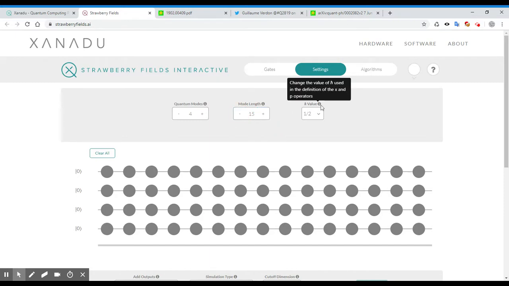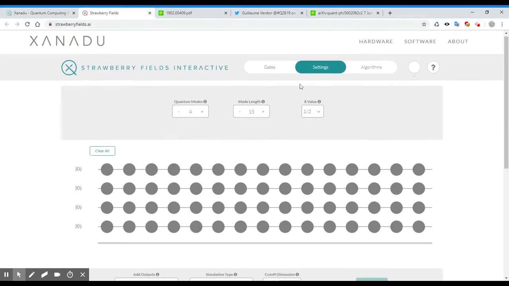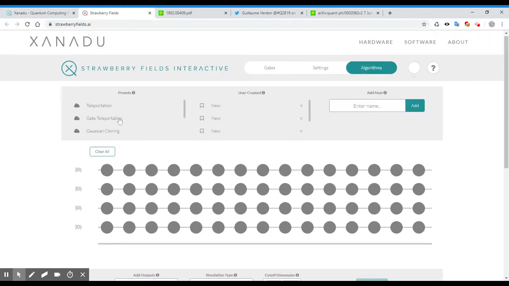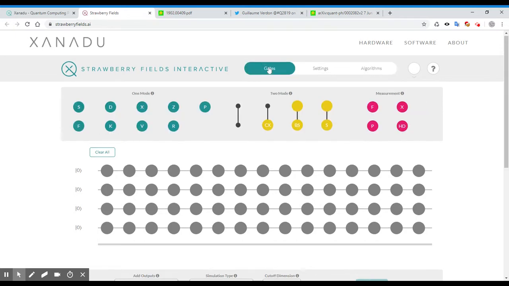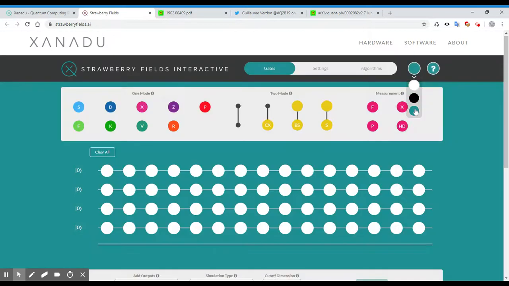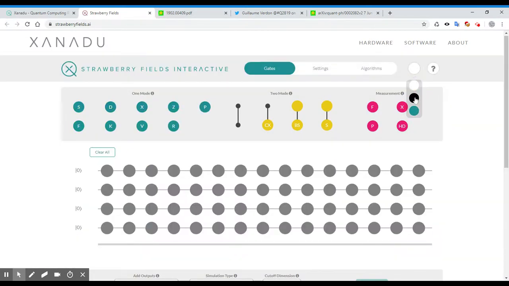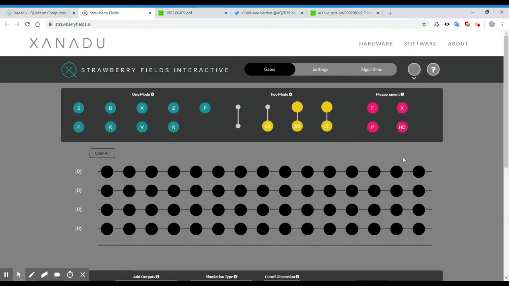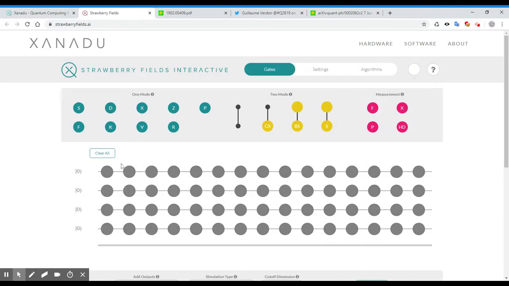You've got a bunch of algorithms. I didn't know that. Interesting. User created gates. What is this? Oh, dark mode. Okay, cool. I don't know which I like the most. Let's stick with the light mode.